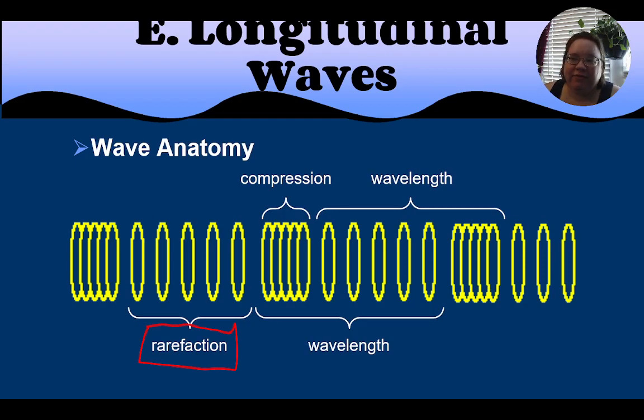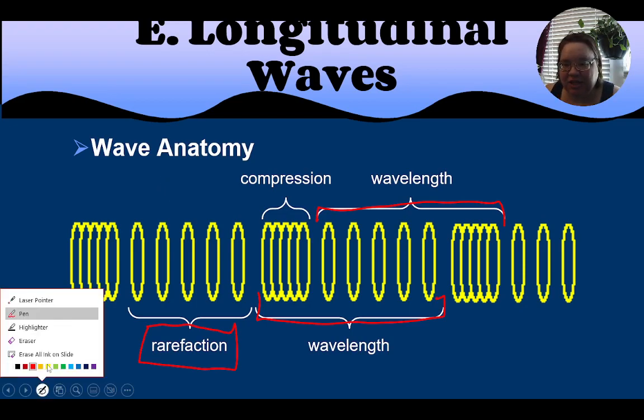And again, our wavelength is the length of one wave. So in a longitudinal wave, we have to make certain that we include both the compression and the rarefaction. So I can measure my wavelength from one compression all the way through the end of the rarefaction, or I can do from the rarefaction to the end of the compression. Either way, that would be one wavelength.